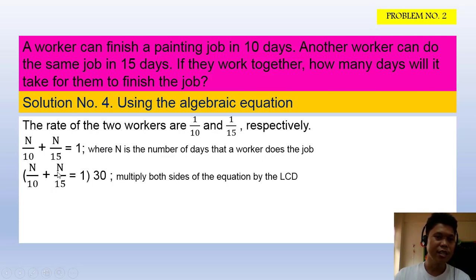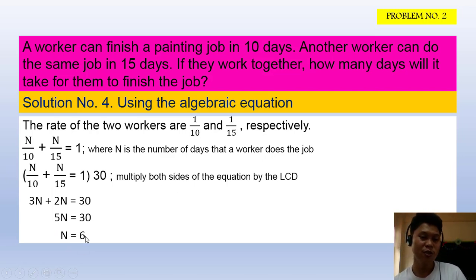So, i-multiply natin ang both sides by 30. Ayan, 30. So, pag i-multiply natin ang 30, magiging 30 times n is equal to 30n divided by 10. 30n divided by 10 is 3n. Tapos, 30 times n is 30n divided by 15. 30 divided by 15 is 2n. Is equal to 30 times 1 is equal to 30. Ayan. Tapos, 2n plus 3n is equal to 30. Solve lang natin ang value ng n. So, combine like terms. 3 plus 2 is equal to 5n is equal to 30. Tapos, ratio and proportion. Divide natin both sides by 5 para makuha ang value ng n. So, 30 divided by 5 is equal to 6. Therefore, the value of n is equal to 6.